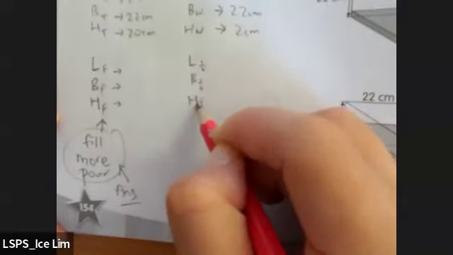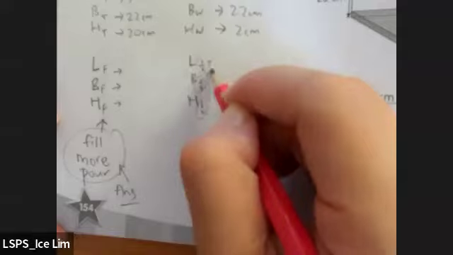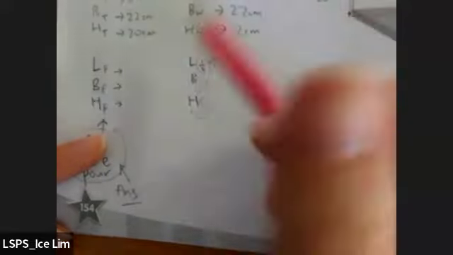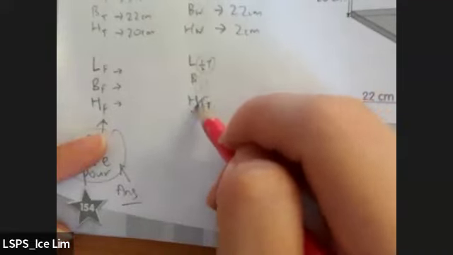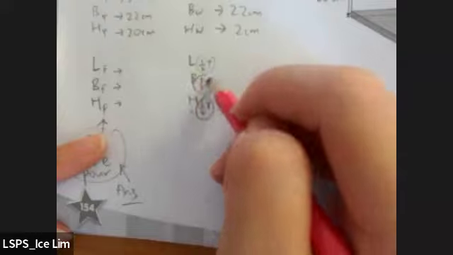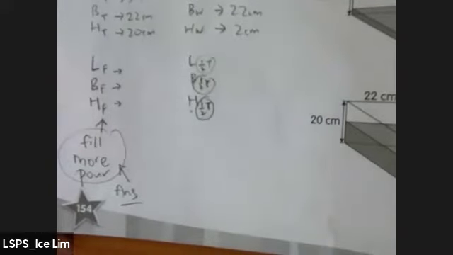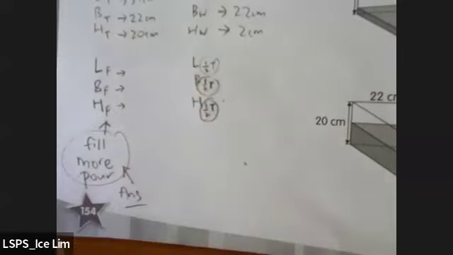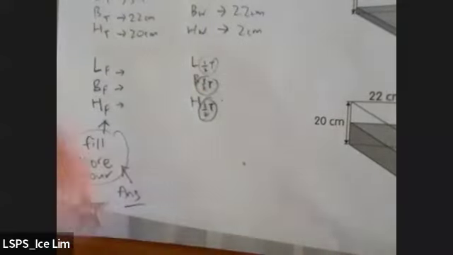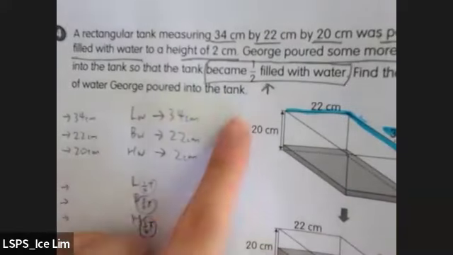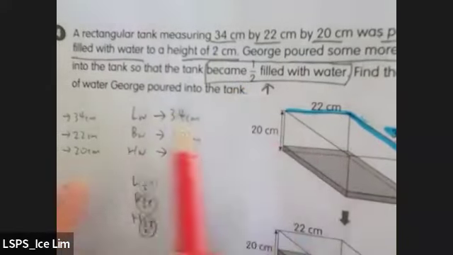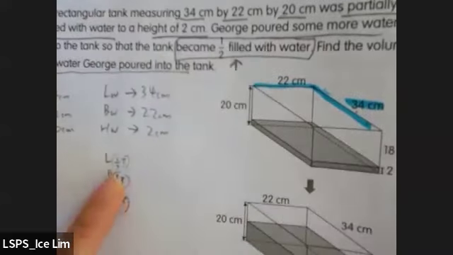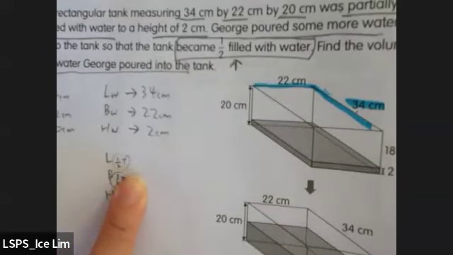I wrote a mini half here. What do you think this means? I'm writing L half T, B half T, H half T. Very good. So this is mentioned here: just pour some more water such that the tank becomes half filled. What would be the length of the tank when it's half full?